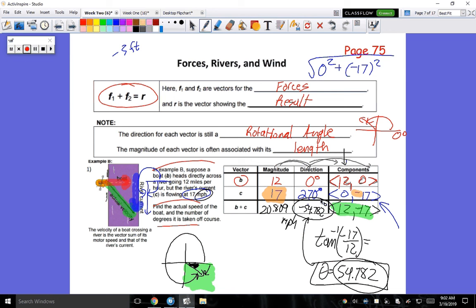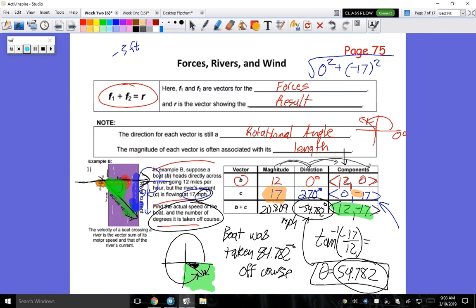So how many degrees was it taken off course? Its original course was here. Its original course was to go at 0. So if it actually ended up traveling this direction, this right here, in green, represents how many degrees it was taken off course. So you can say the boat was taken 54.782 degrees off course. Okay, so let me write that a little bit better.